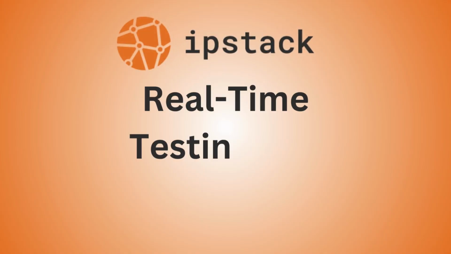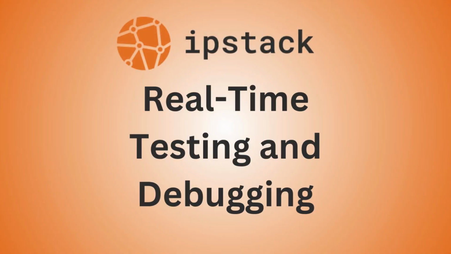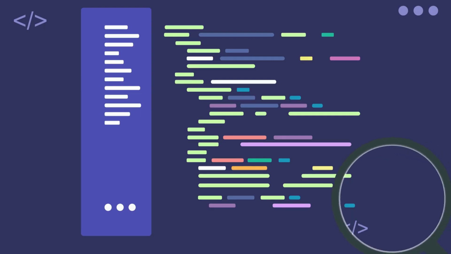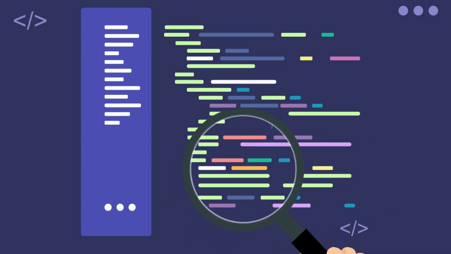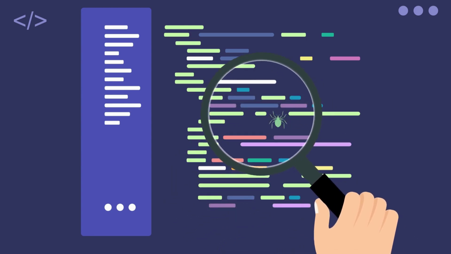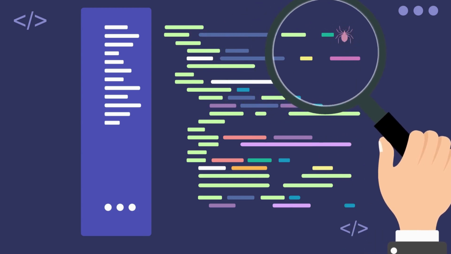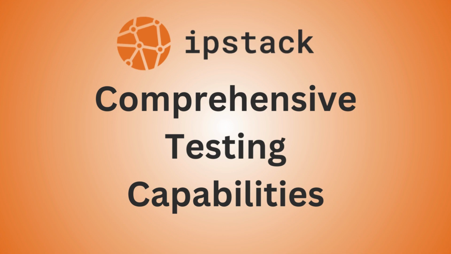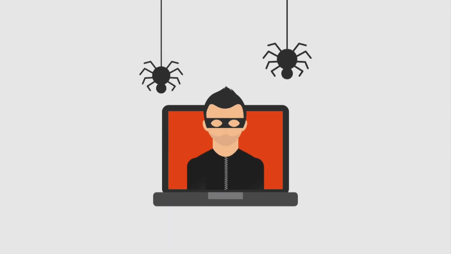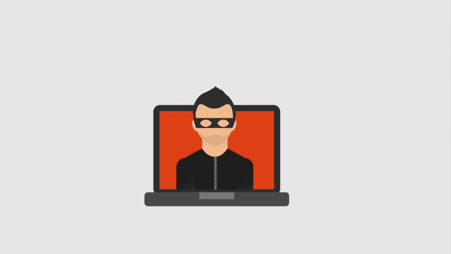Real-time testing and debugging. When you send a request to Ipstack through Postman, you get the response immediately. This instant feedback loop is invaluable for debugging and ensuring that your requests are correctly formatted. Comprehensive testing capabilities. Postman allows you to easily change query parameters and test different scenarios. You can also use environment variables to store and reuse values, making your testing process more efficient and secure.